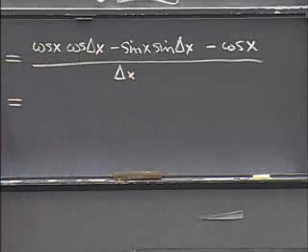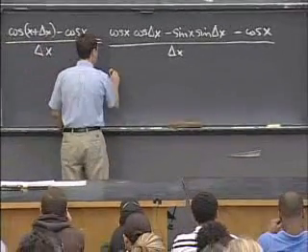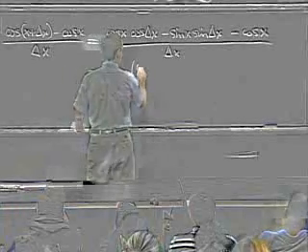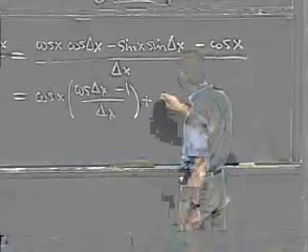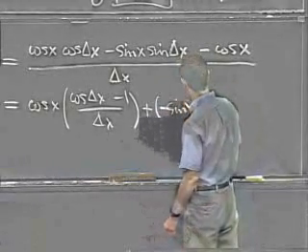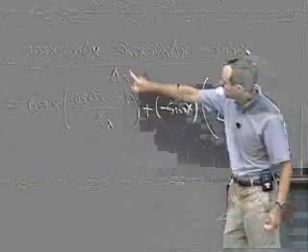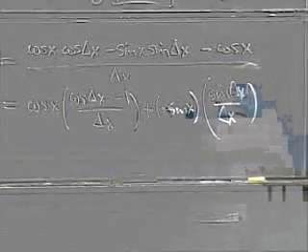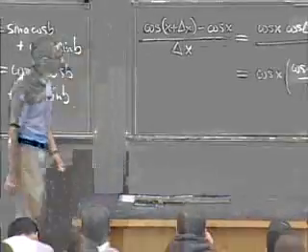And now I'm going to regroup just the way I did before. And I get the common factor of cosine x multiplying cosine delta x minus 1 divided by delta x. And here I get the sine x, but actually it's minus sine x. And then I have sine delta x divided by delta x. All right? The only difference is this minus sign, which I stuck inside there. Well, that's not the only difference, but it's a crucial difference.